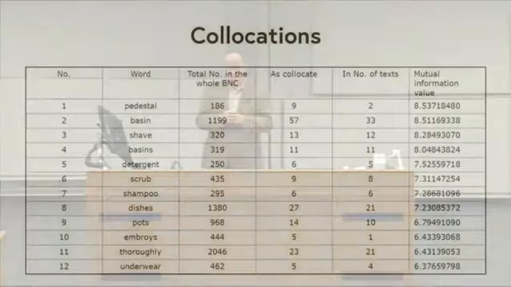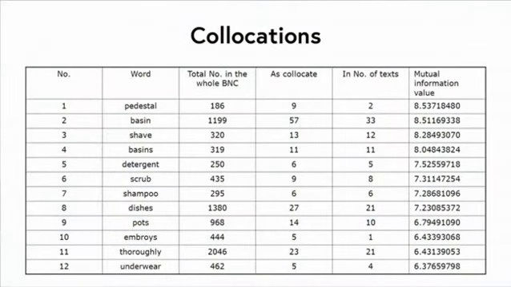Here we have the example of wash, its collocates. As I say, you'll find out much more about this later on, but this is derived from the BNC. This value that you see towards the end of the slide is some measure of how powerfully the word wash is associated with this word. In the instance we can see here, pedestal, and then basin, shave, basins, detergent, etc. And you see that that value, the mutual information value, declines as you go down the table. So if you like, the most powerfully associated word with wash is pedestal.